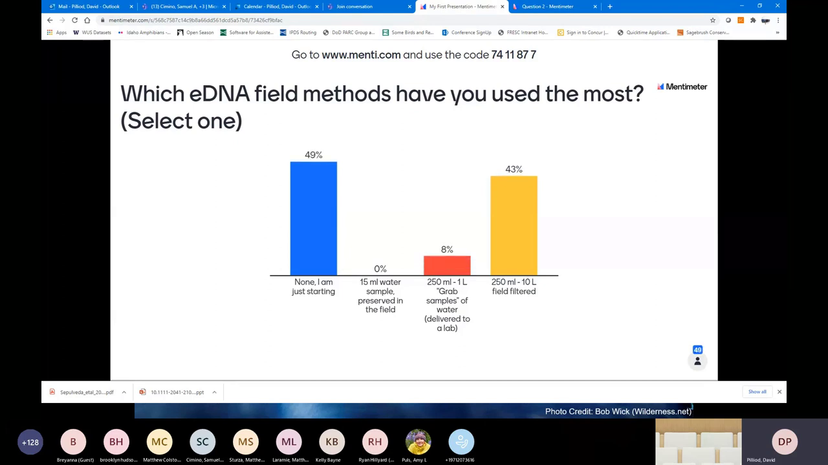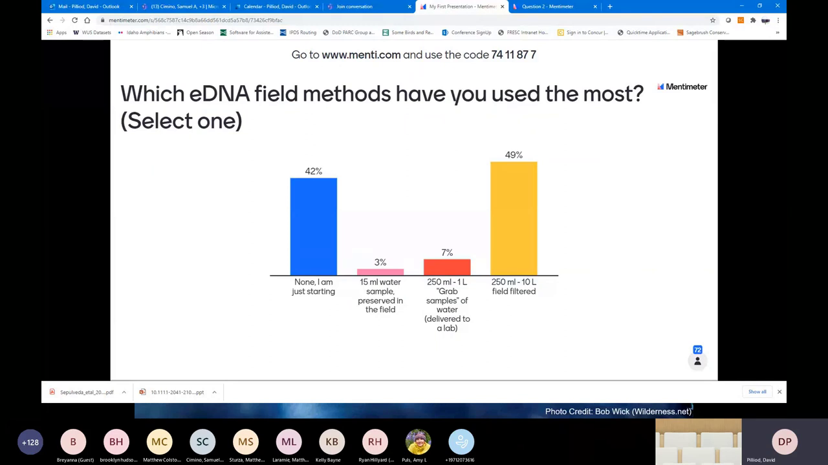I chose these ranges because they are pretty common. The 15 milliliter samples are the ones where you're not filtering it, you're preserving the whole sample. And then grab samples are ones where you grab it and then send it off to a lab. And then field filtering is where you're sitting there in the field filtering it.